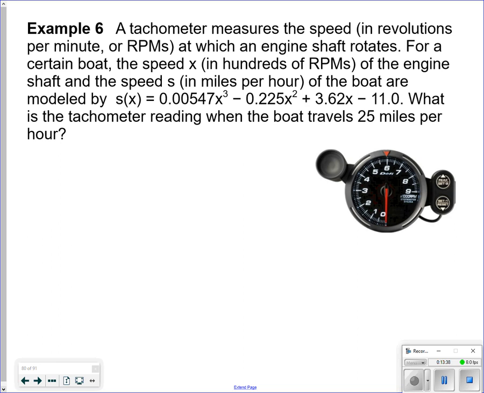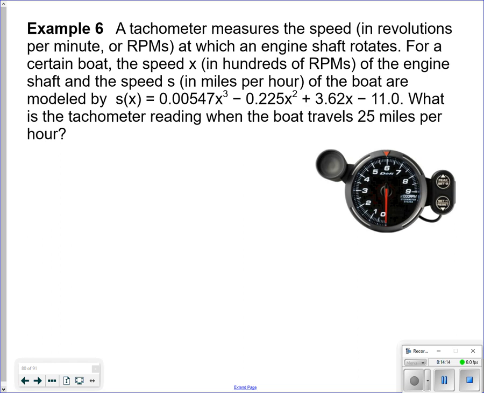A tachometer measures the speed in revolutions per minute, or RPMs. Some of your vehicles might have an RPM, at which an engine shaft rotates. For a certain boat, the speed, x, in hundreds of RPMs of the engine shaft, and the speed, s, in miles per hour of the boat are modeled by s of x equals 0.0057x to the third minus 0.225x squared plus 3.62x minus 11. What is the tachometer reading when the boat travels 25 miles per hour?